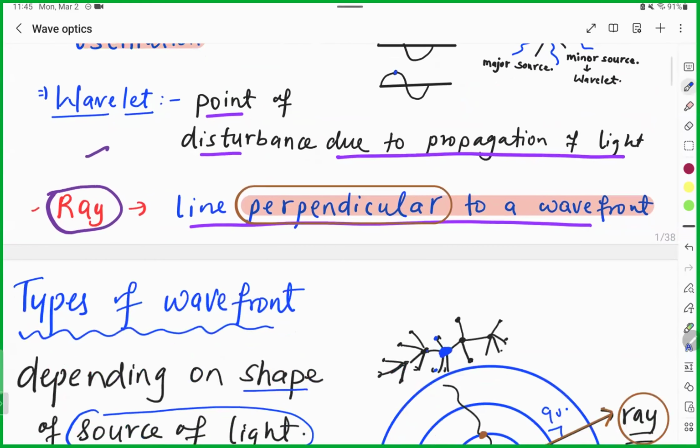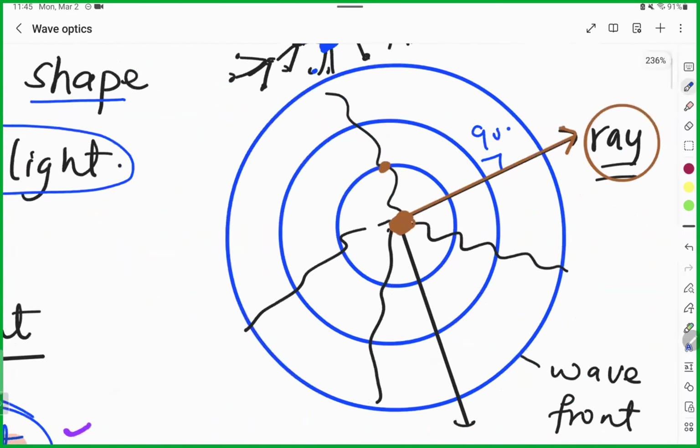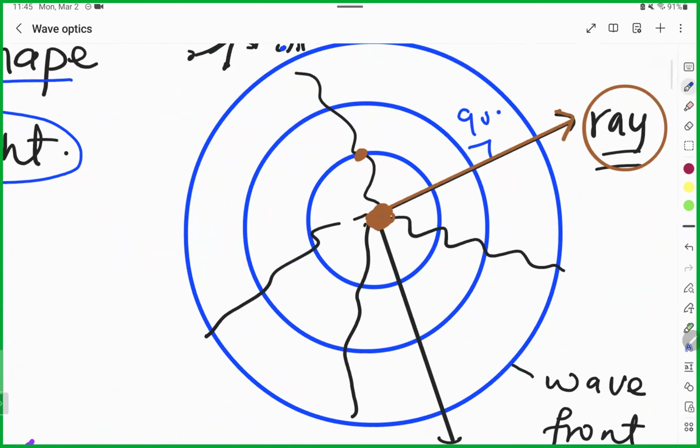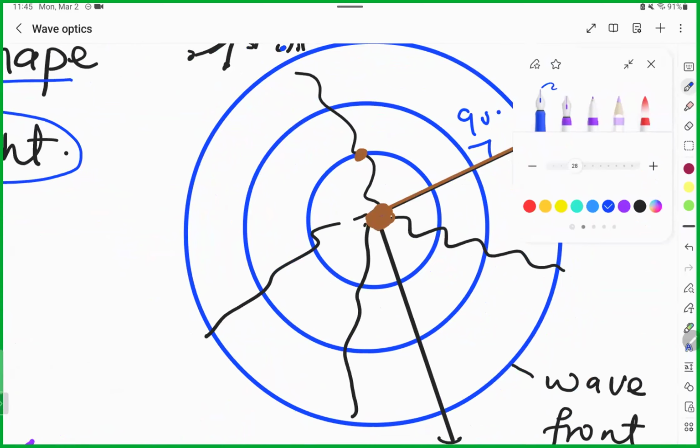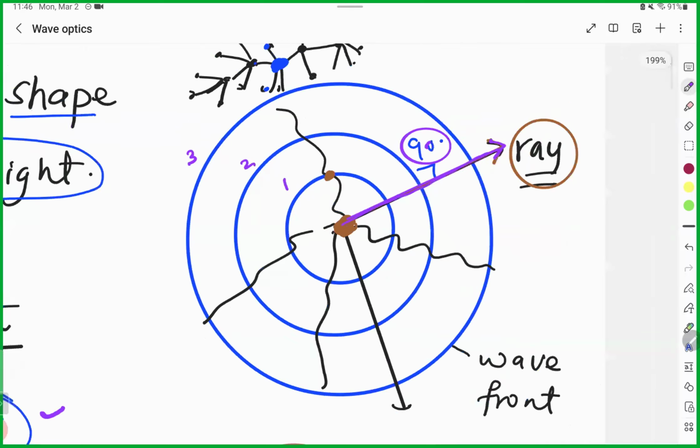Third, what is a ray? A line that is perpendicular to the wavefront. Example, here you have three wavefronts. In these three wavefronts, the line which is perpendicular to the wavefronts will be known as a ray. So it is always 90 degrees to the wavefront. Remember, every circular surface is a wavefront. This is wavefront 1, this is wavefront 2, this is wavefront 3. Perpendicular to this, there will be a line. This line is known as a ray.